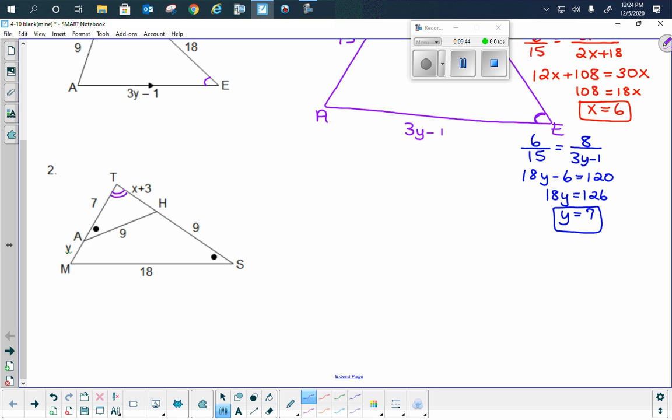Your job is to always take the small triangle and draw it exactly as is. Okay, just do your best. It doesn't have to be a perfect picture, but including the labels. So A, T, H, the 7, the 9, x plus 3, the double mark here, and the single dot there. Okay, so literally copy everything. Now, draw a bigger triangle that looks just like the small one.